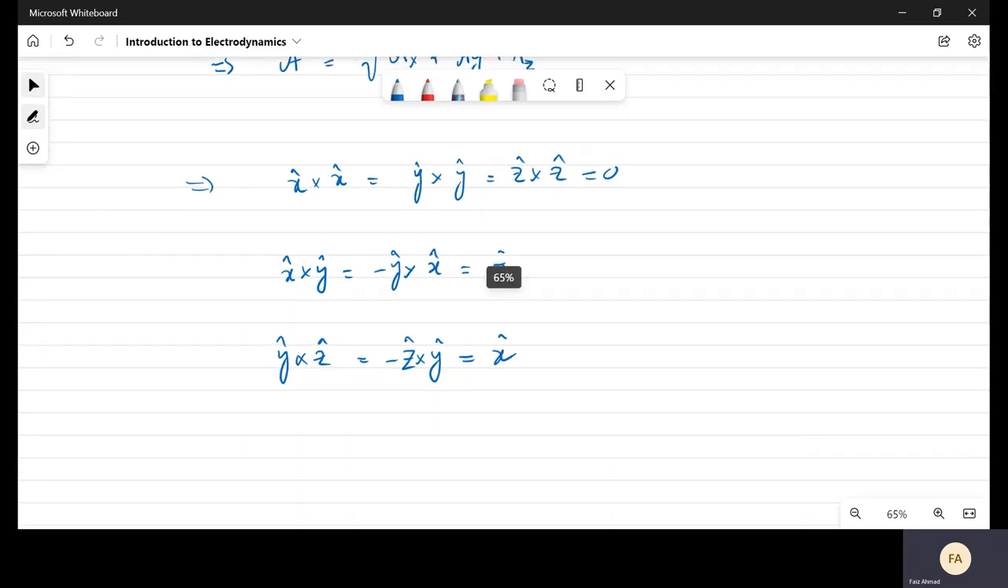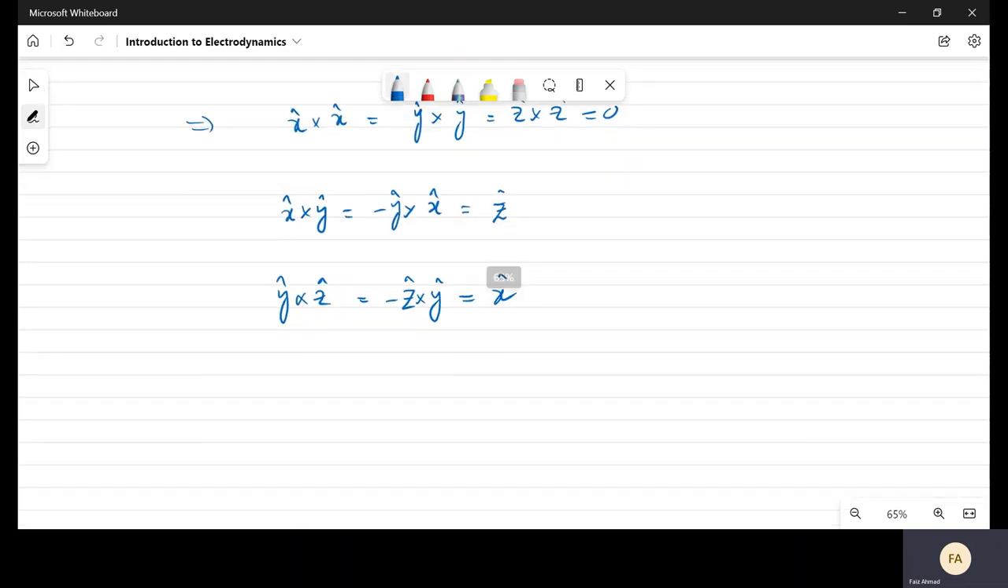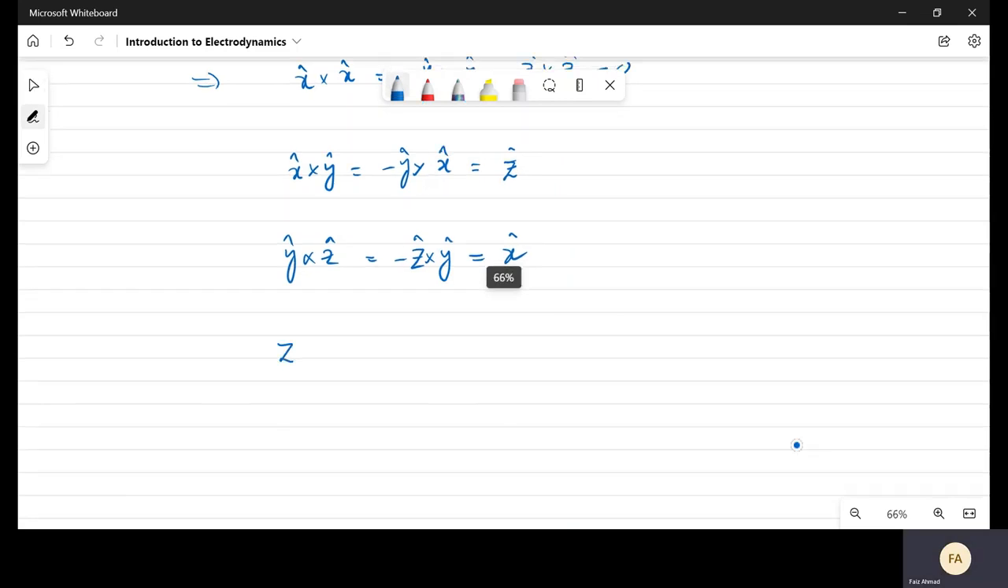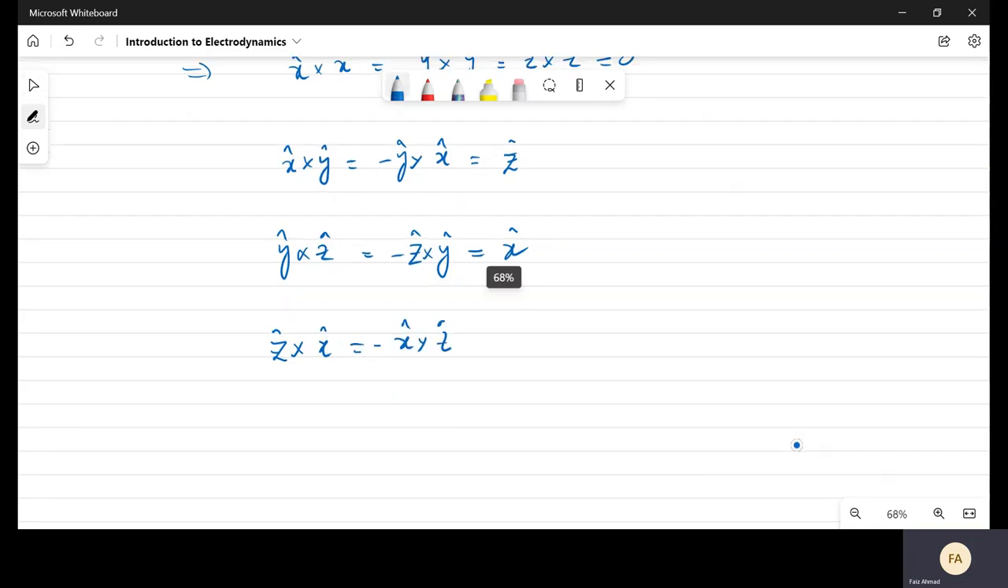So a negative sign will come with x unit vector. So z cross x is equal to minus x cross z, a negative sign here again, which is equal to y unit vector.